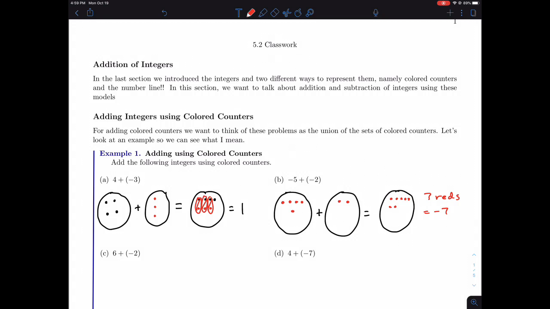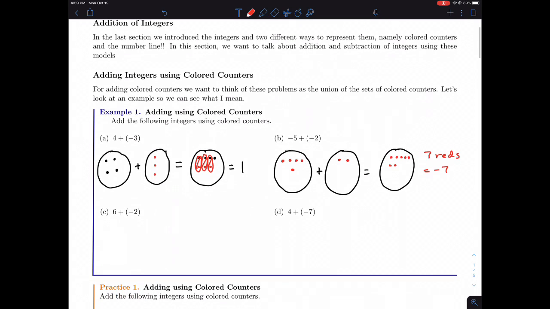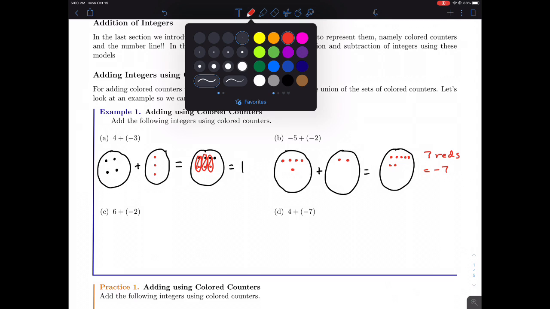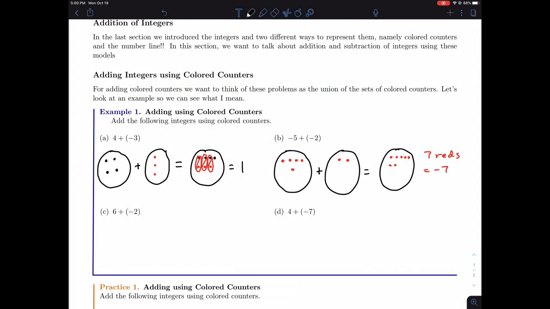So again, it's kind of a cool way to represent addition, and you could start doing this with fairly young kids to introduce the idea of positives and negatives, which is kind of a neat way to do this. All right, so let's look at the next one, 6 plus negative 2. So again, let me first start off by writing my sets down.